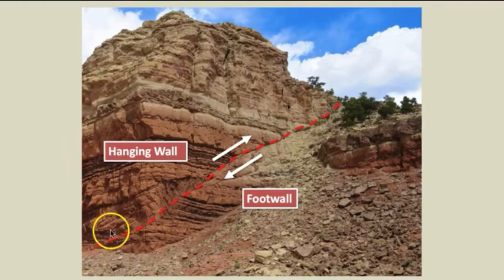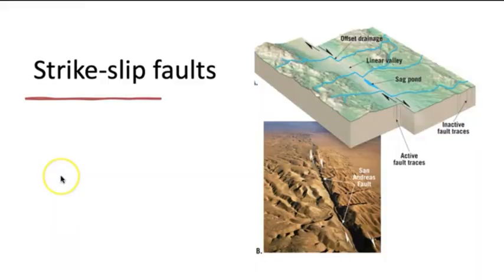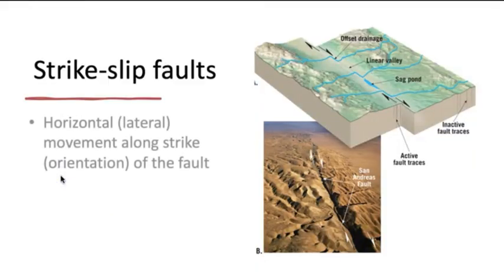Notice how the arrows along the fault tell us which way the hanging wall and footwall are moving with respect to each other. Strike-slip faults involve horizontal or lateral movement along the strike or compass direction of the fault. They are the result of shear stress and are classified as right lateral or left lateral.